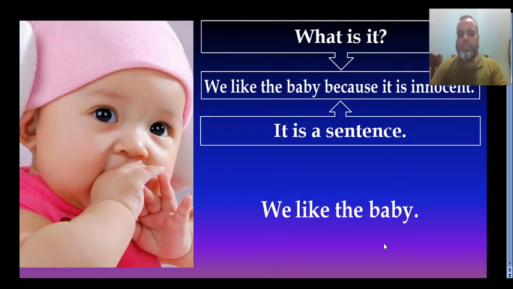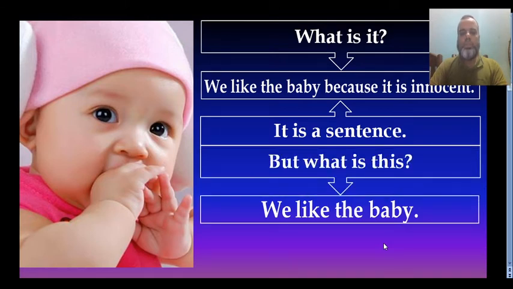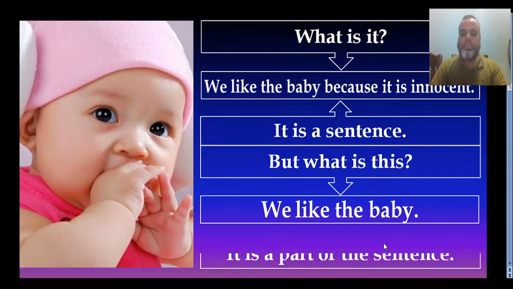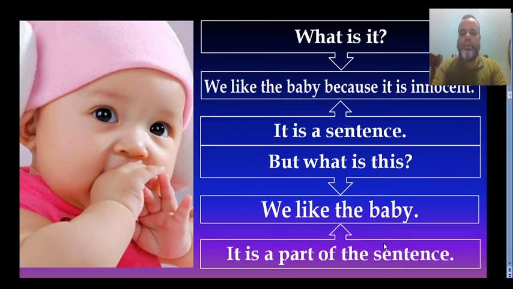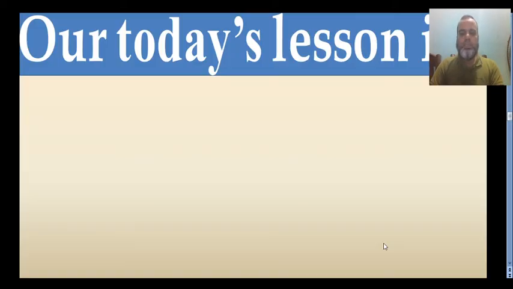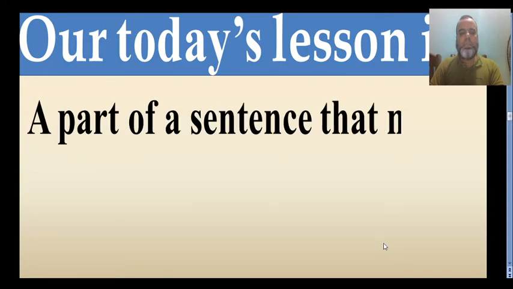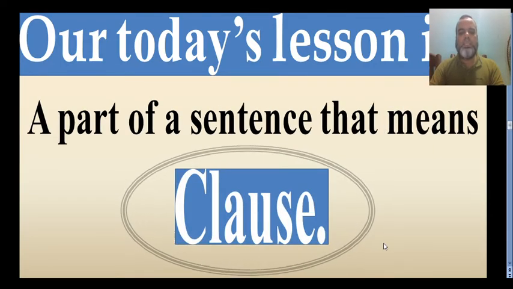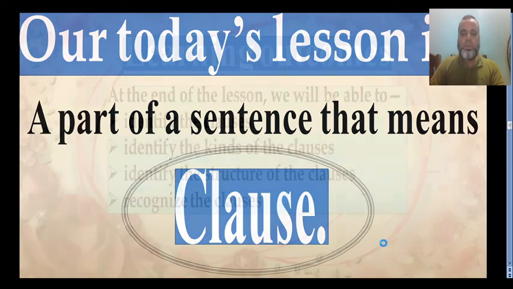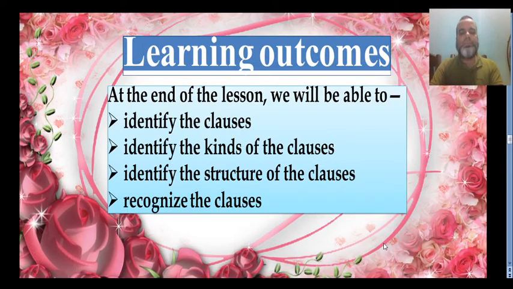There are two parts of this sentence. One is we like the baby. Another one is but what is this? What is this? So, "because it is innocent" and "we like the baby" are parts of a large sentence. So, today our lesson is about the parts of sentence. That means part of sentence is called clause.